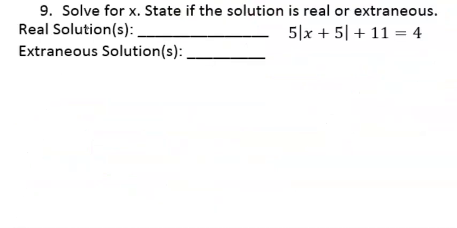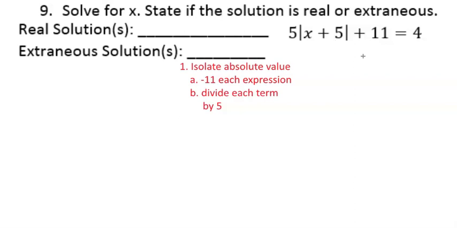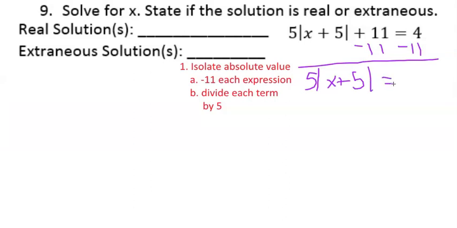Number 9. Solve for x. State if the solution is real or extraneous. 5 times the absolute value of x plus 5 plus 11 equals 4. The first thing that we want to do to isolate our absolute value is to subtract 11 from each expression. So then we have 5 times the absolute value of x plus 5 equals negative 7. After that, divide each term by 5.